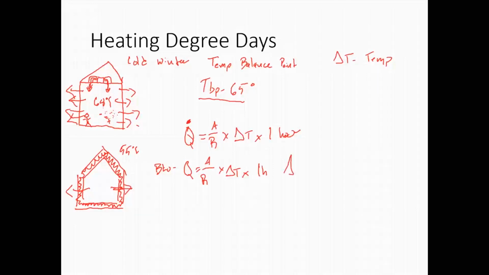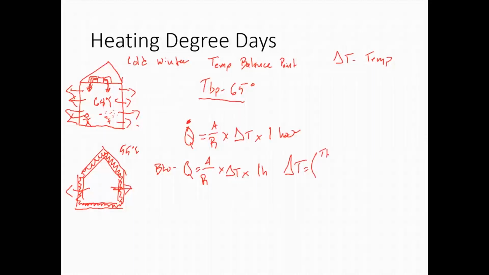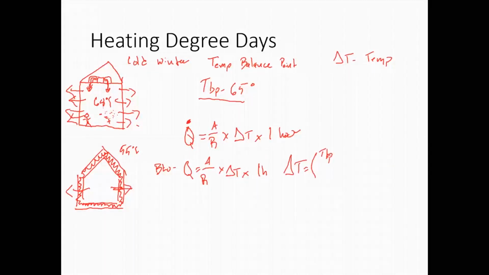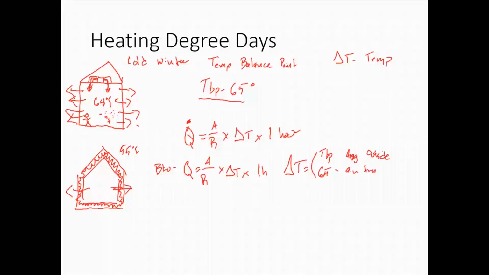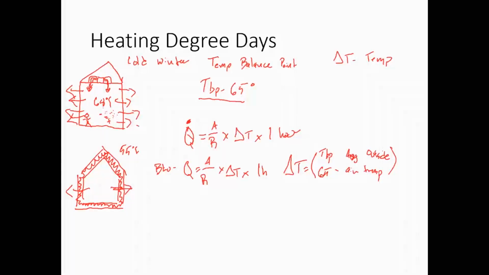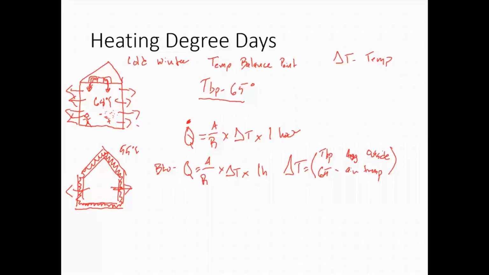Our delta T in this scenario is going to be our balance point. We're trying to see when our heater is going to be running, how much energy it's going to be using. So our delta T, when our heater runs, is at the balance point or below. So when we hit 65 degrees outside, minus the average outside temperature. So that's going to be our delta T in this scenario.